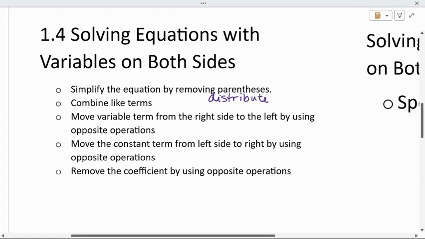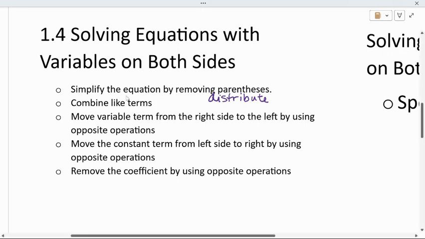Okay. Combine like terms. Remember, like terms are same variable with the same power or constants. Move the variable terms from the right side to the left or left side. I don't care what side you put your variables on. I want you to do what works best for your brain. My brain does not like working with negatives, so I will always move the smallest variable term to the other side. So that could be on the left side. It could be on the right side. It doesn't matter. Again, you use what works best for your brain. Then I move the constants. And then lastly, you remove the coefficient by using opposite operations.